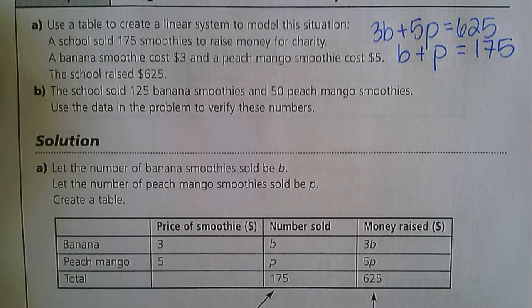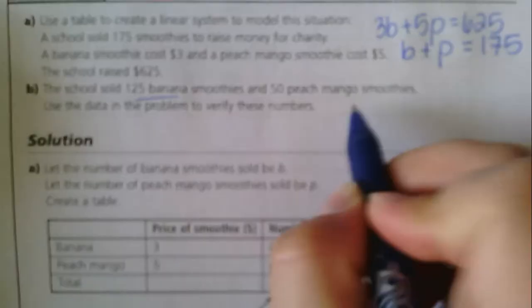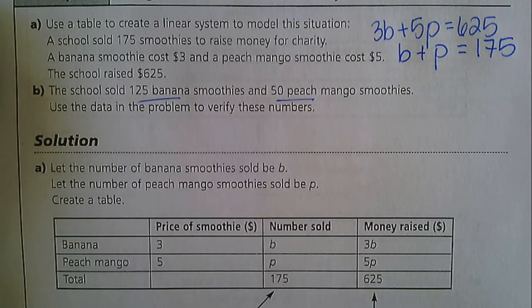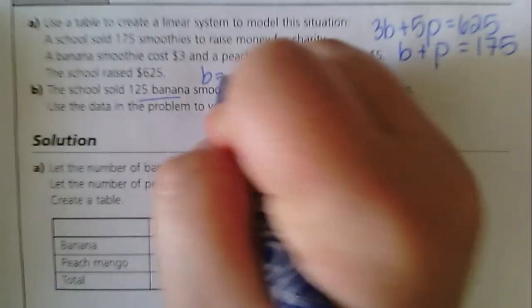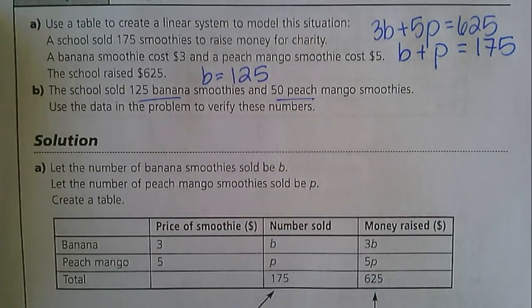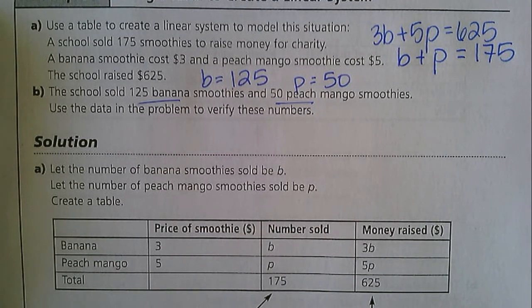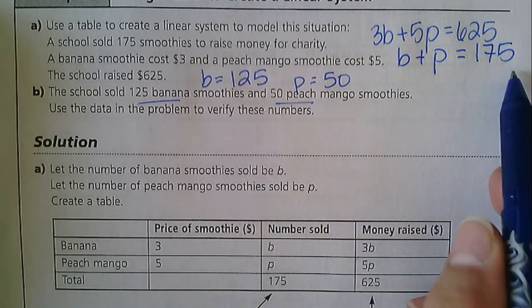Now for part B, they want us to use these values to verify and see if these numbers are the correct solution. So we're just going to pop those into each of the equations. For the banana, we're going to substitute 125, and for the peach, we're going to substitute in 50. We're going to try both of those equations. I'll start with the simpler one first.